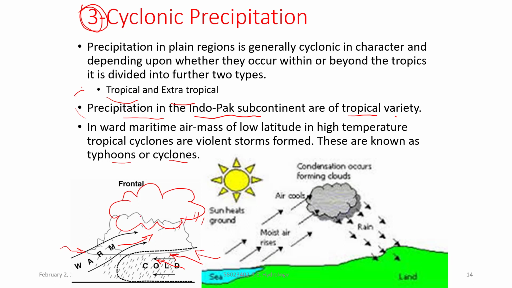So in this case, the cause of the clouds rising is not the sun and not the mountain or orographic barrier. The reason is only the meeting, the collision of warm and cold air. And when the warm air rises up, it causes rain.